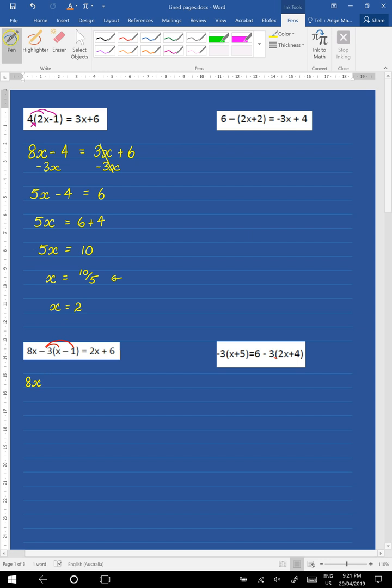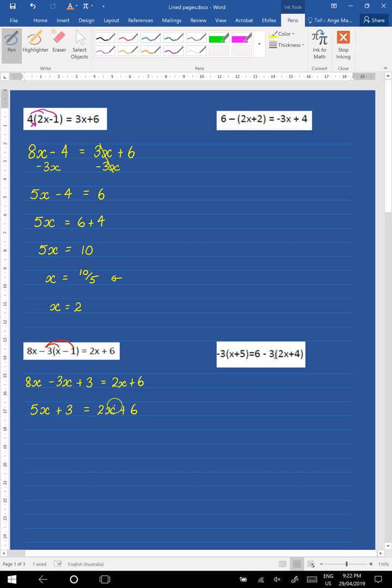Minus 3 times x is minus 3x. Negative times a negative is a positive. 3 times 1, 3. And we've got our other side, 2x plus 6. At this point, we want to see, can we simplify and gather our like terms? And here we can. So 8x take 3x. I can hear you saying that's 5x equals 2x plus 6.